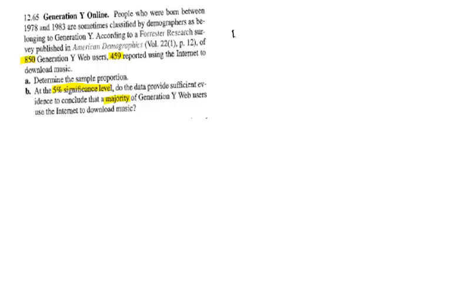So our H naught and our H1. We're going to say that pi is greater than 0.5, or half, would be majority, and then our null hypothesis is going to be pi is less than or equal to 0.5. And now we need to find our critical value, so Z crit.